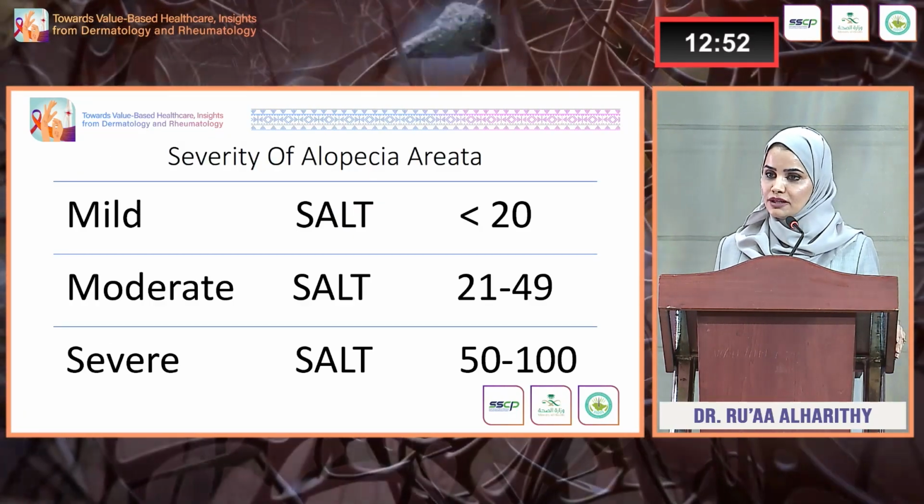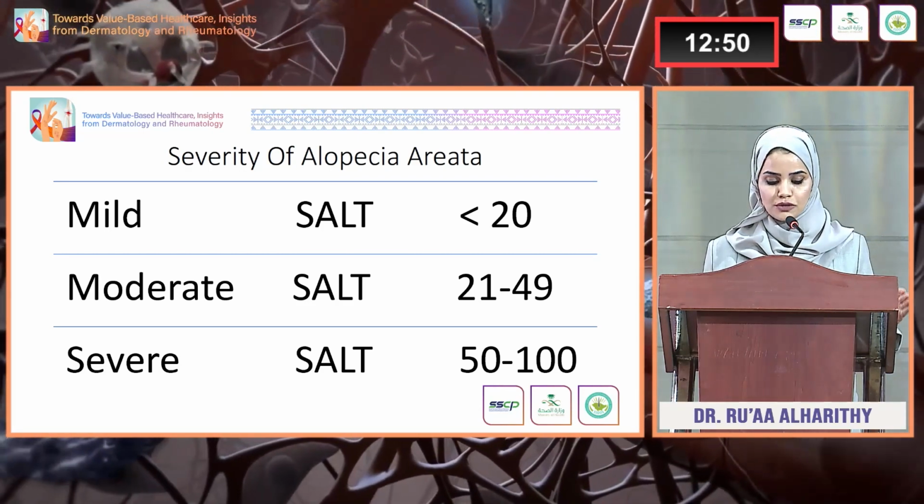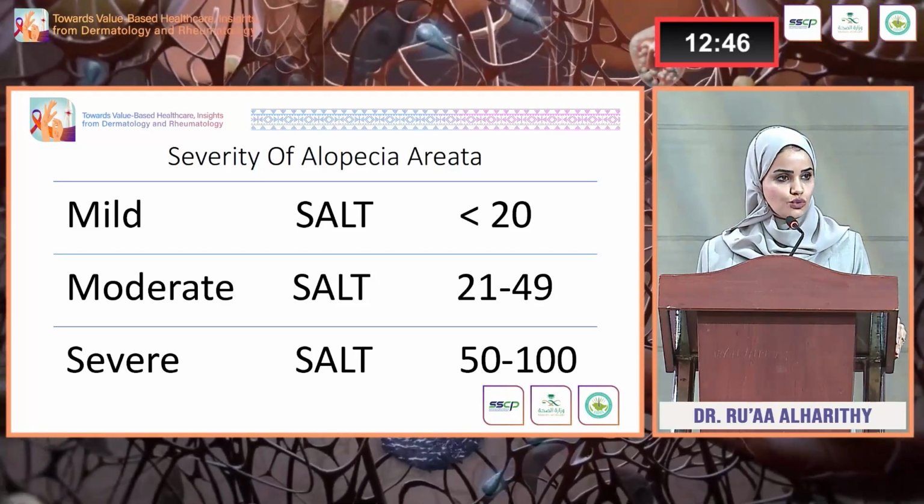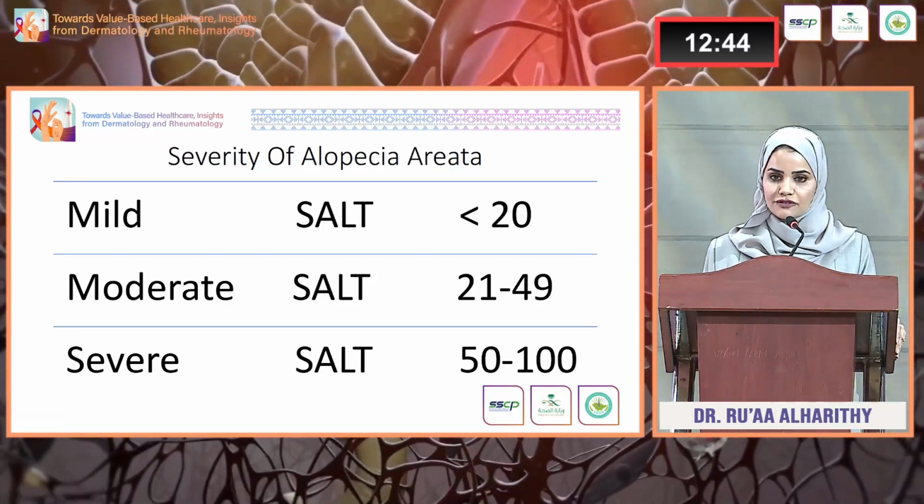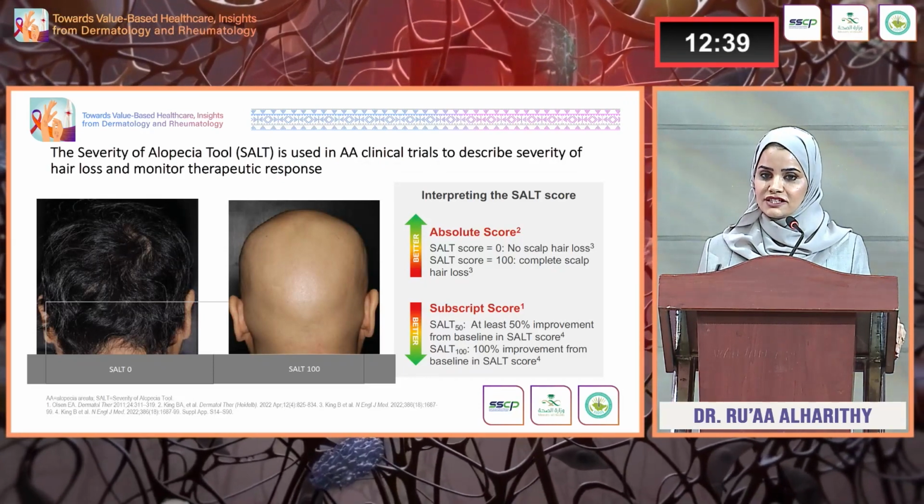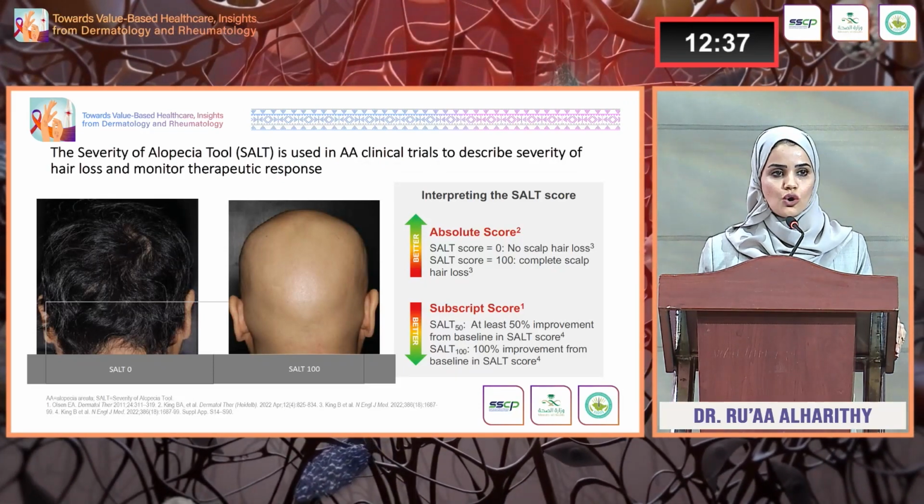Once you calculate the numbers, this will put you into mild, moderate, or severe, where the number for mild is less than 20. If it's 21 to 49, it's moderate. If it's more than 50, it's a severe alopecia areata. And this is the tool that's most commonly used in all papers.